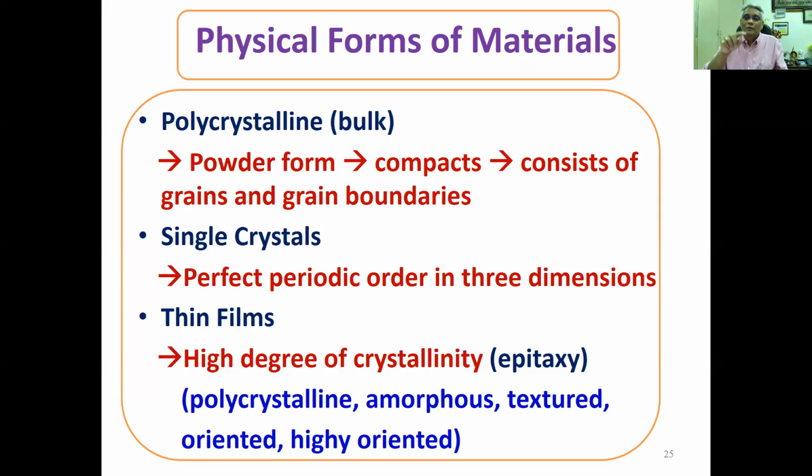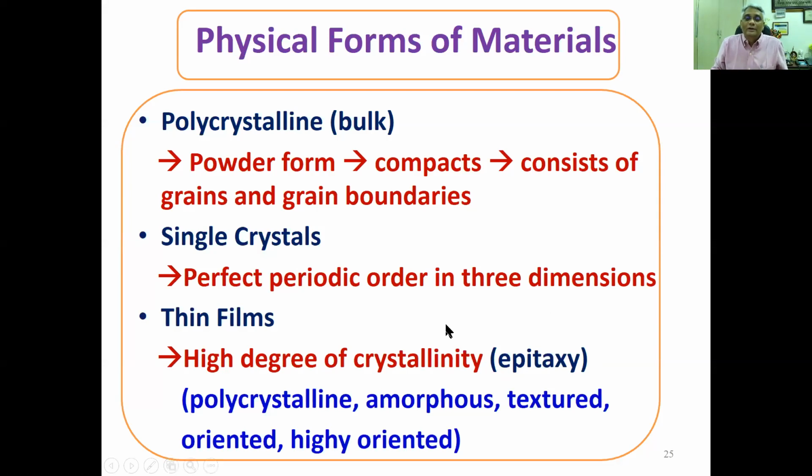So over, say, 1 inch square of substrate, if you get half a micron of thickness of the material, and over this given area of 1 inch square and half a micron thick, if there is a perfect periodic order, like in the case of a single crystal, those thin films are called epitaxial thin films. So epitaxy is a term used to describe the single crystal nature of thin films. Always remember, when you come across the term epitaxy, that means it is a single crystalline thin film.